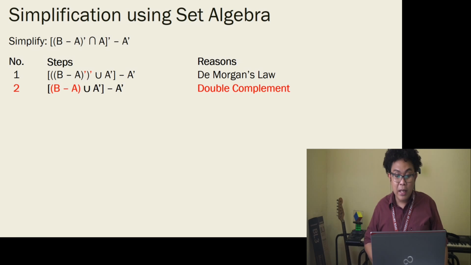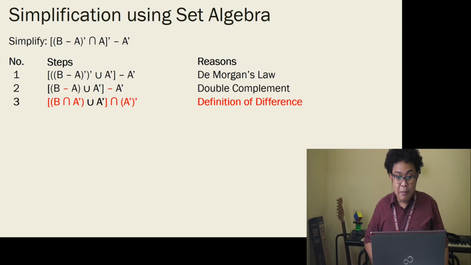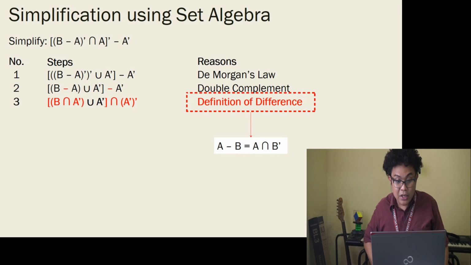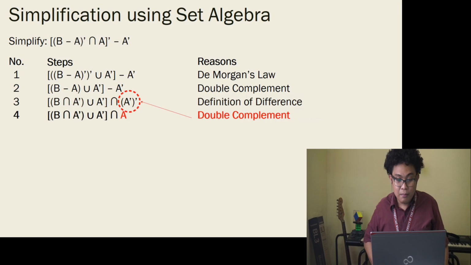And then I will apply the definition of set difference to B minus A, as well as to that other big difference expression involving the last complement of A. For step 3, I basically converted the minuses to the intersections with complements following the definition, which is A minus B equals A intersection B complement. Okay, so we have another double complement here. So A complement complement simplifies to just A.